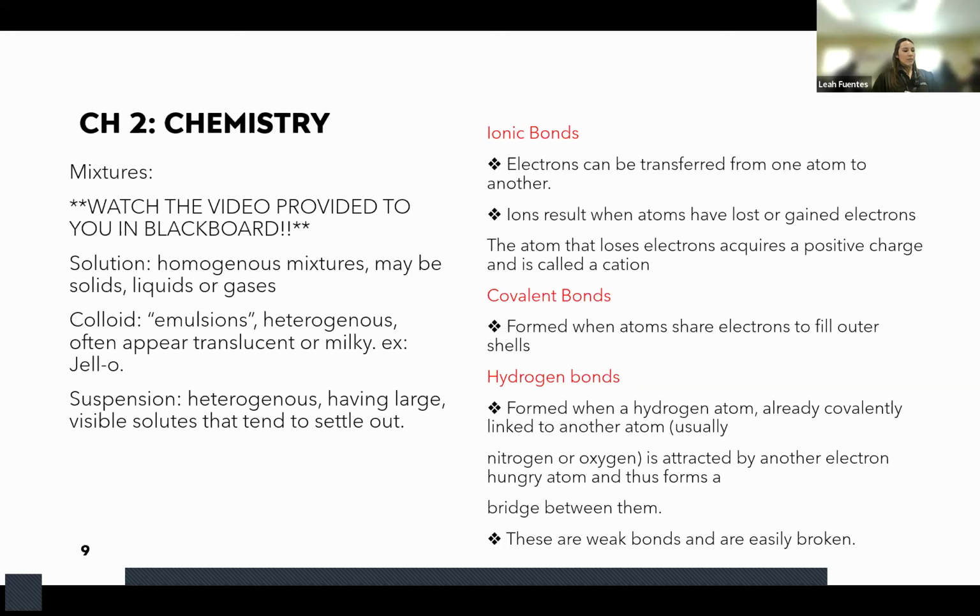Next, we're going to talk about chemical bonds. So the first one is ionic bonds. These are electrons that can be transferred from one atom to another. And then after this, ions result when atoms have lost or gained electrons. The atom that loses that electron acquires a positive charge and is a cation.